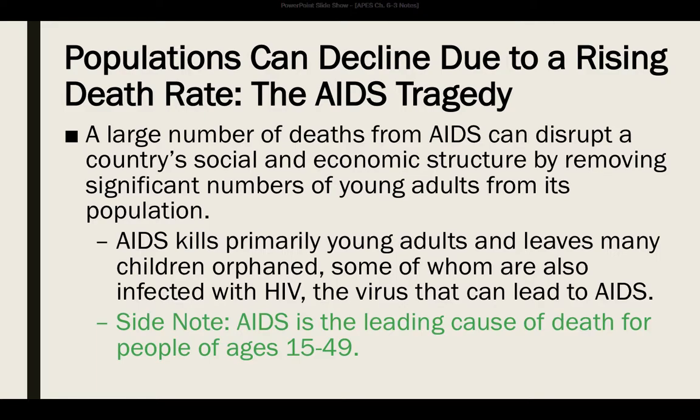Unlike hunger and malnutrition, which kill mostly infants and children, AIDS kills primarily young adults and leaves many children orphaned, some of whom are also infected with HIV, the virus that can lead to AIDS. Worldwide, AIDS is the leading cause of death for people of ages 15 to 49. This pandemic has a devastating effect in some countries and has changed their population age structures.